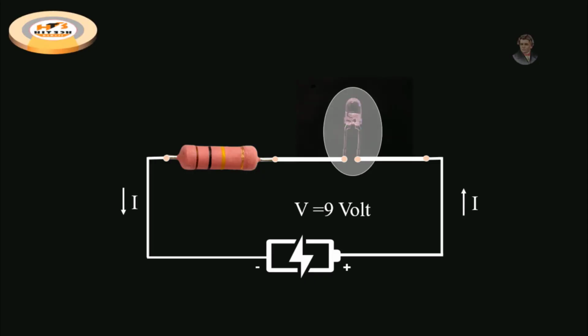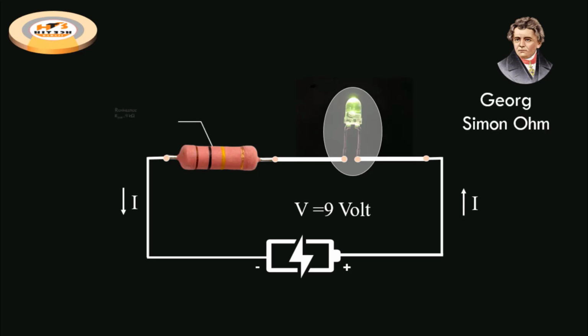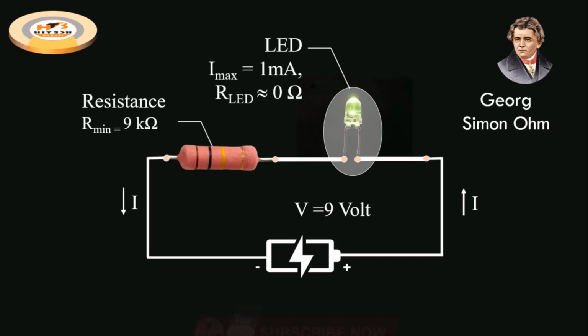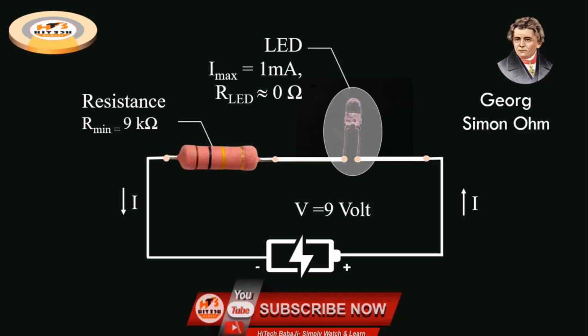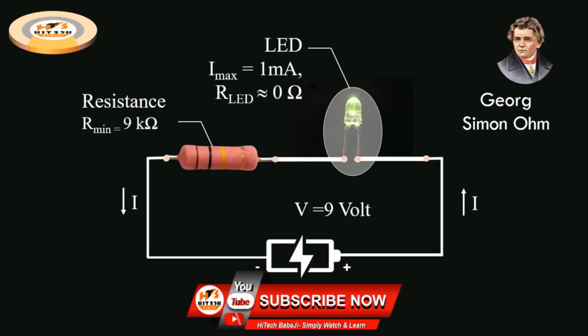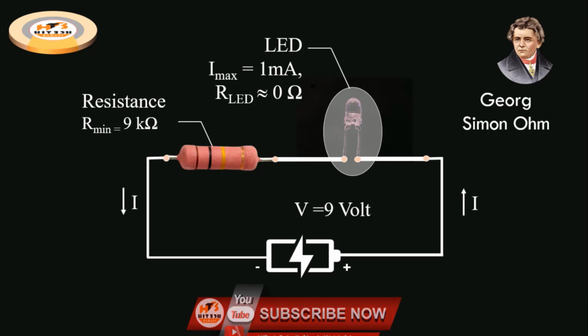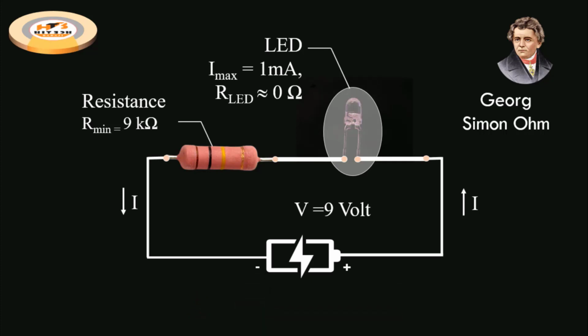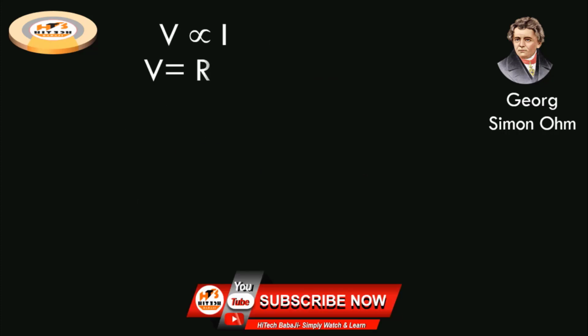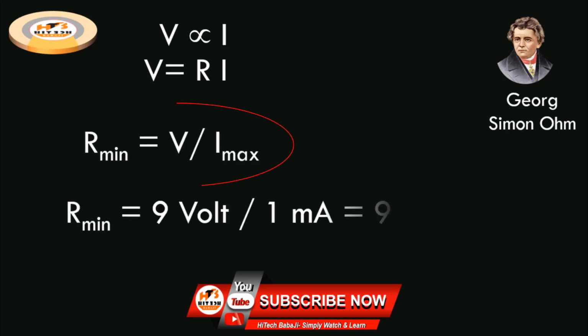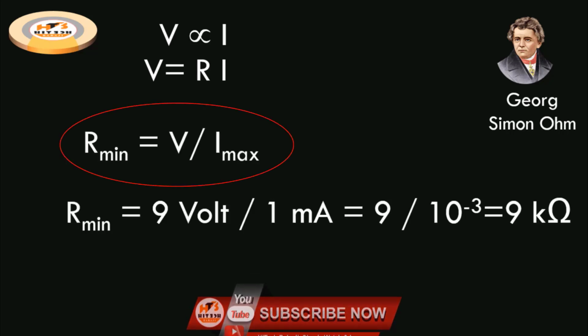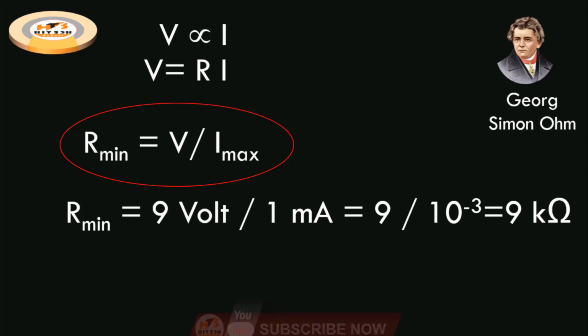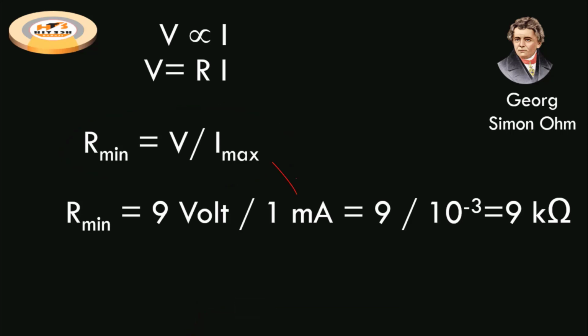In the case of the LED, as discussed earlier, we have to limit the maximum current passing through this LED, and that current should be less than or equal to 1 milliampere. So from Ohm's law, we know that V = IR. So R = V/I. So for the maximum current, I max should be less than or equal to 1 milliampere.